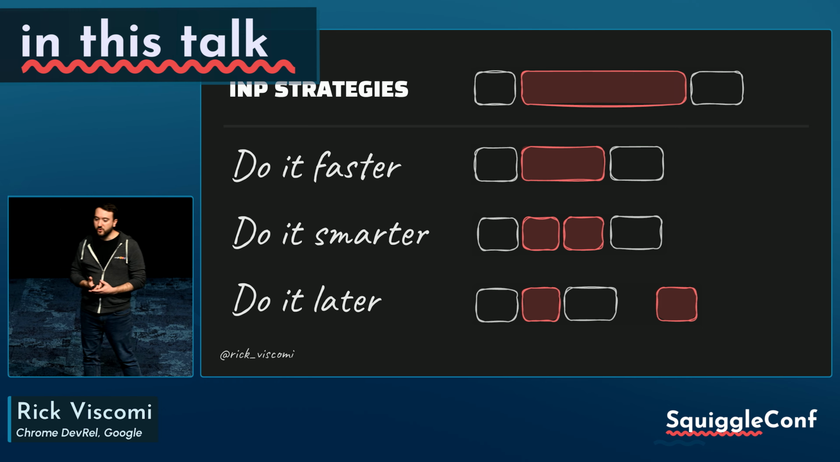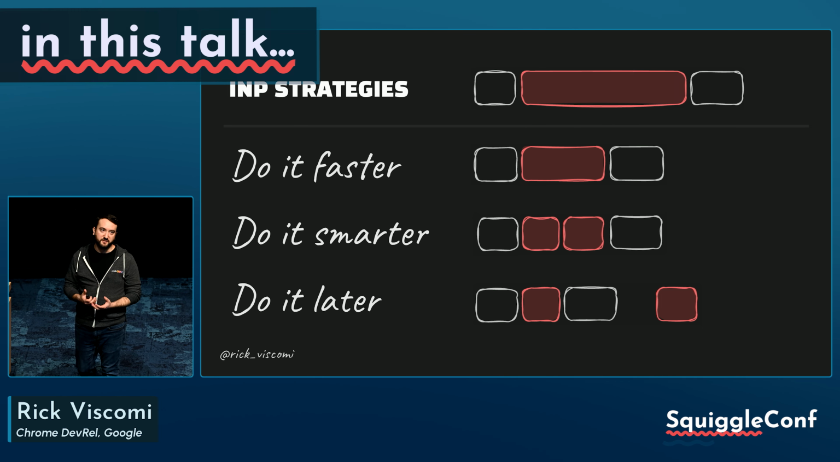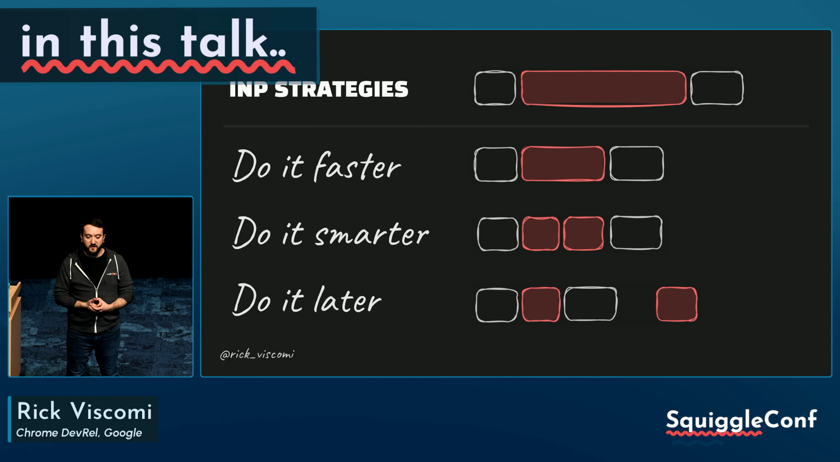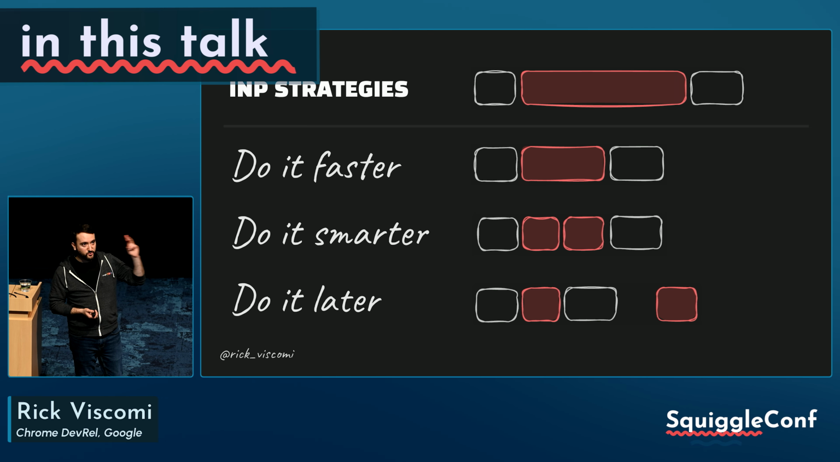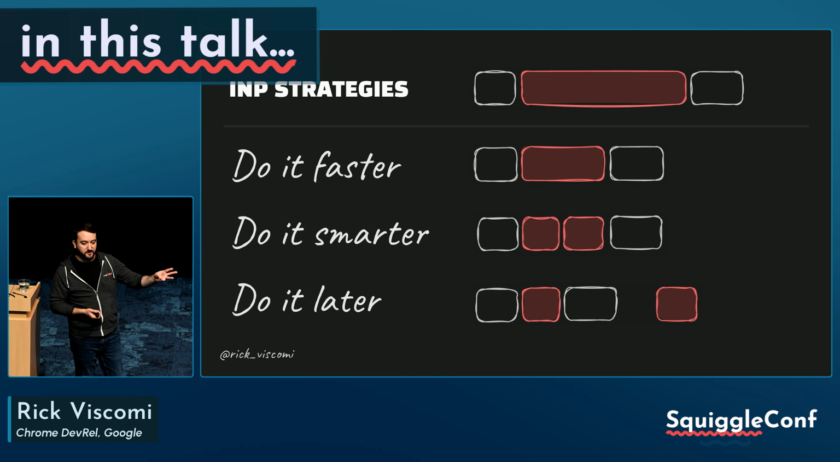Okay, so once you've found the code responsible for a slow interaction, how do you fix it? There are basically three approaches. Do it faster, do it smarter, and do it later.